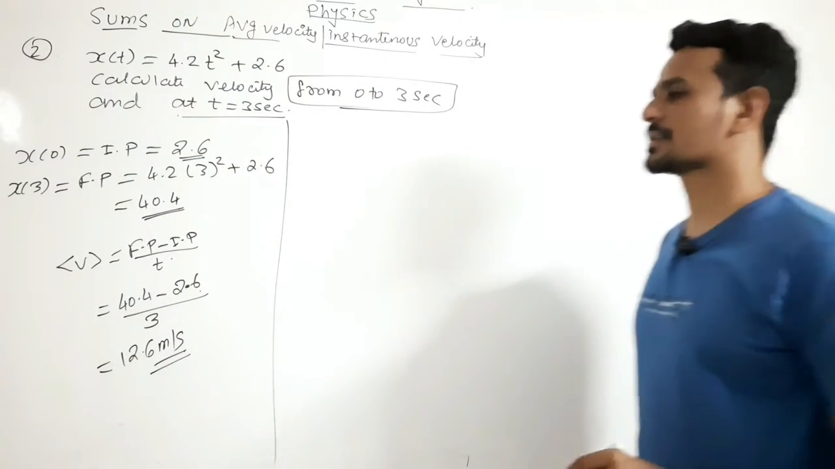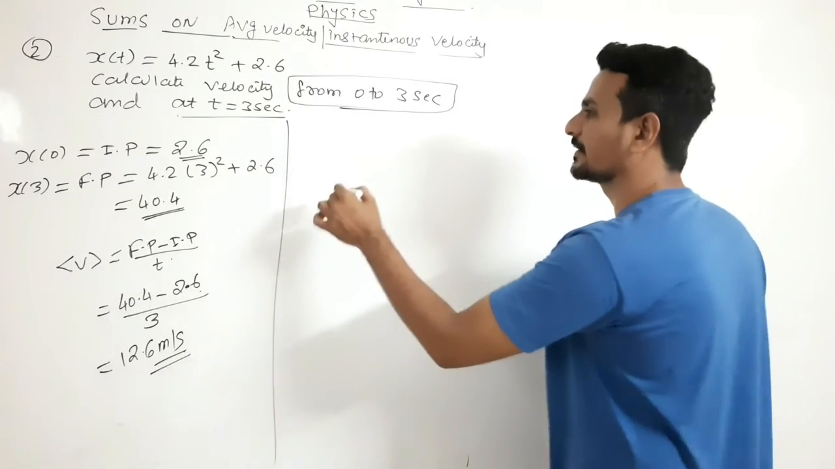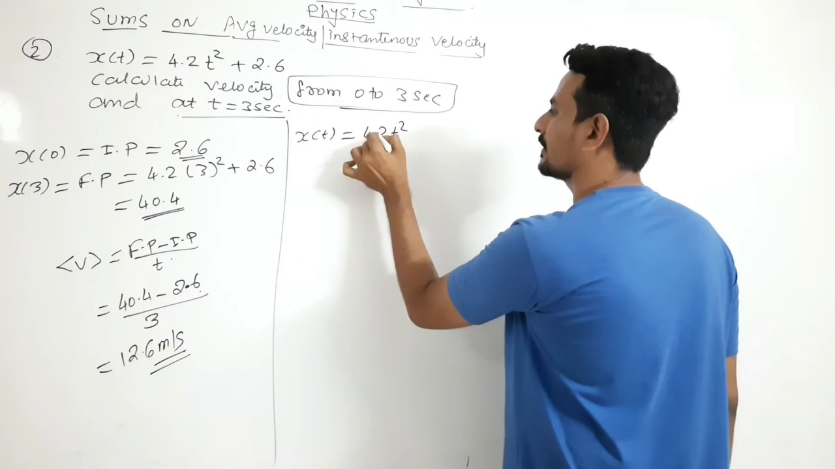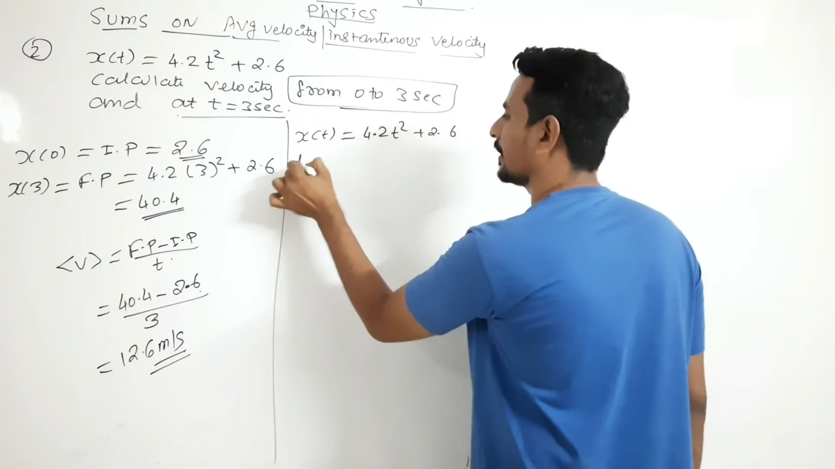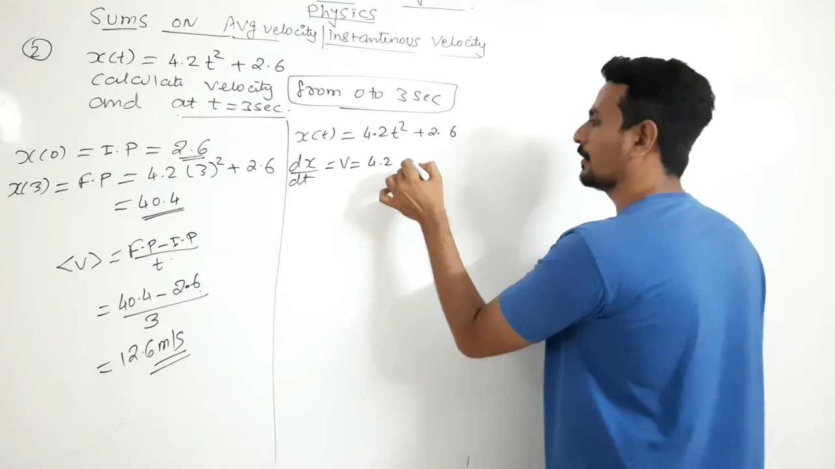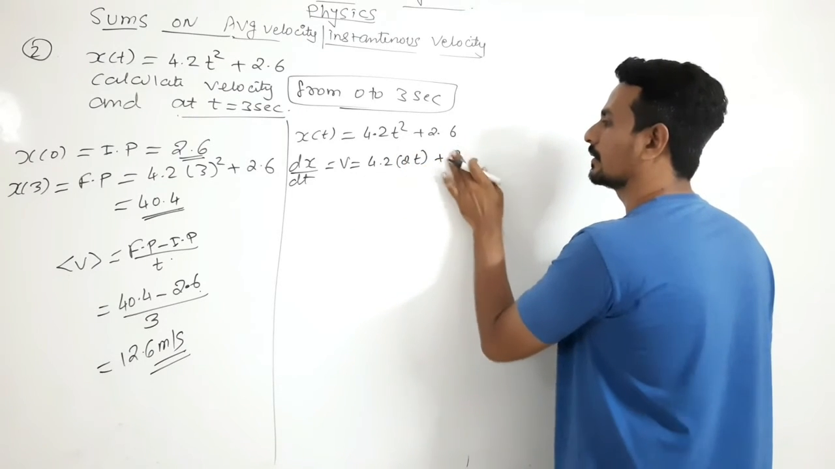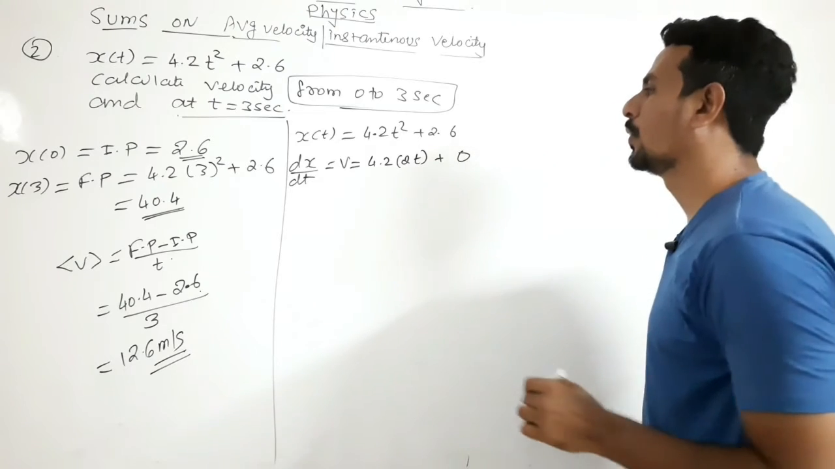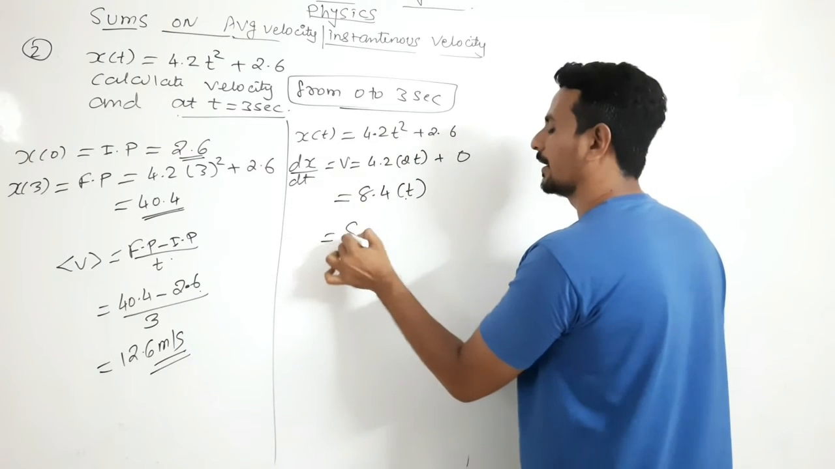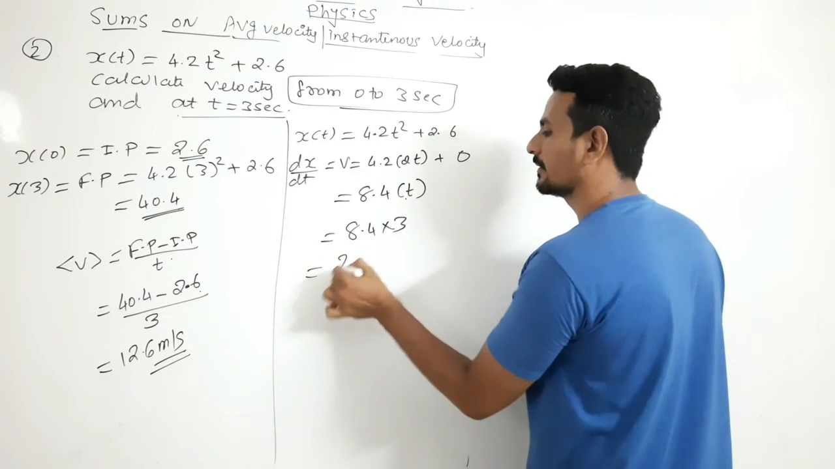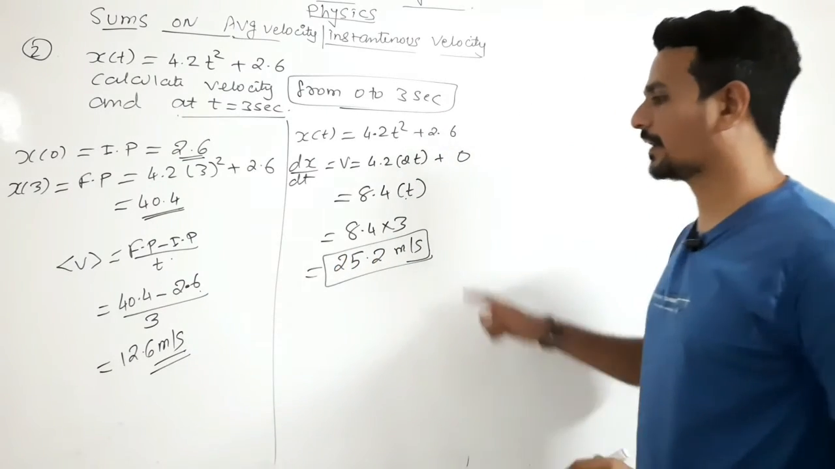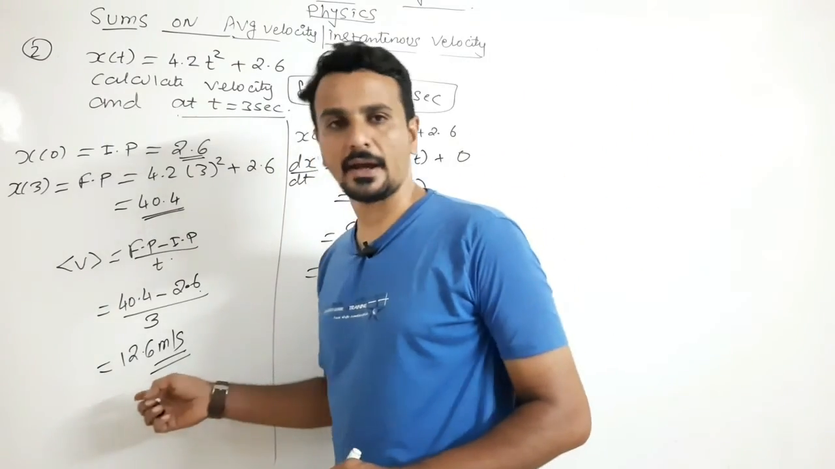Now you are asked to calculate velocity at 3 seconds, right? So that is instantaneous velocity. According to the question, it is 4.2 t square plus 2.6, right? Differentiate: dx by dt. 4.2 is constant. Differentiation of t square will be 2t, plus differentiation of 2.6 will be 0. So it is finally 8.4 into t. But what is t? 3. So 8.4 into 3, that is 25.2. So this is how we will calculate instantaneous velocity, and this is how we will calculate average velocity.